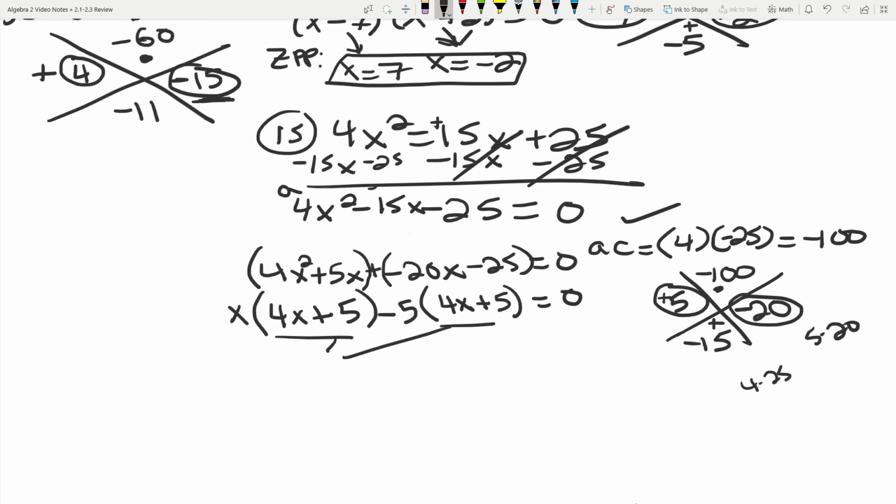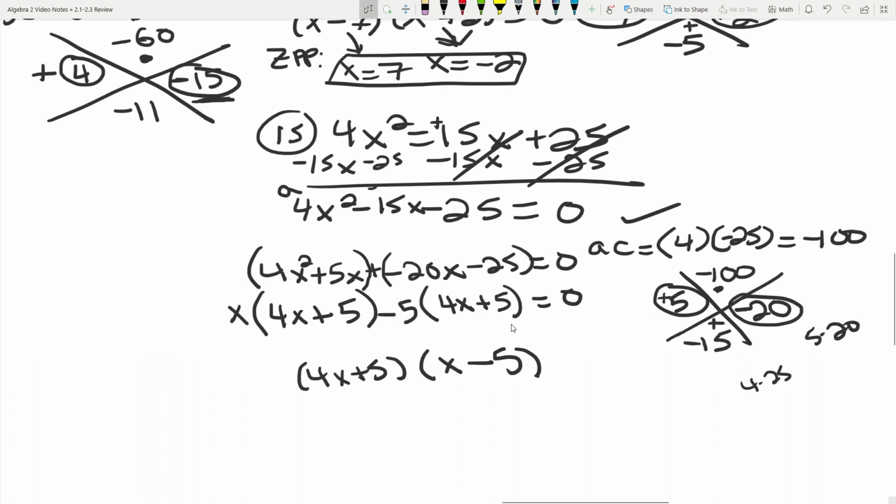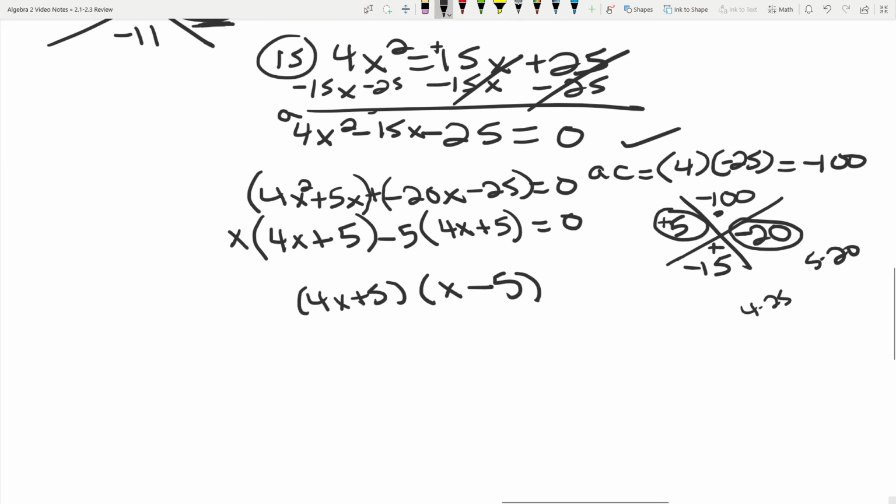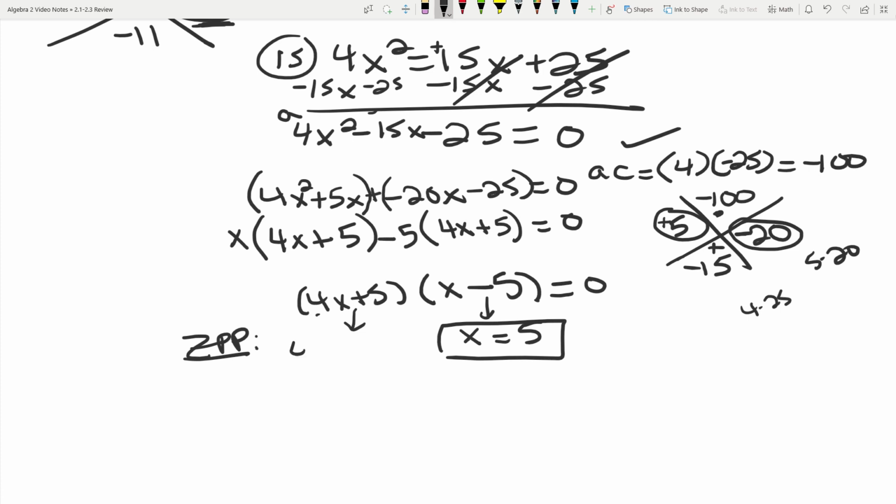So now make one of those your factor. We got 4x plus 5, and then here we got x minus 5, so bring those over. So x minus 5. All right, so now we factored it, right? And this is equal to 0. So now we're going to use the ZPP. We need this to be 0, and we need this to be 0. Well, this one's easy. x has to be 5, because 5 minus 5 is 0. So that one's done. This one takes a little bit more work, so we have to write it out.